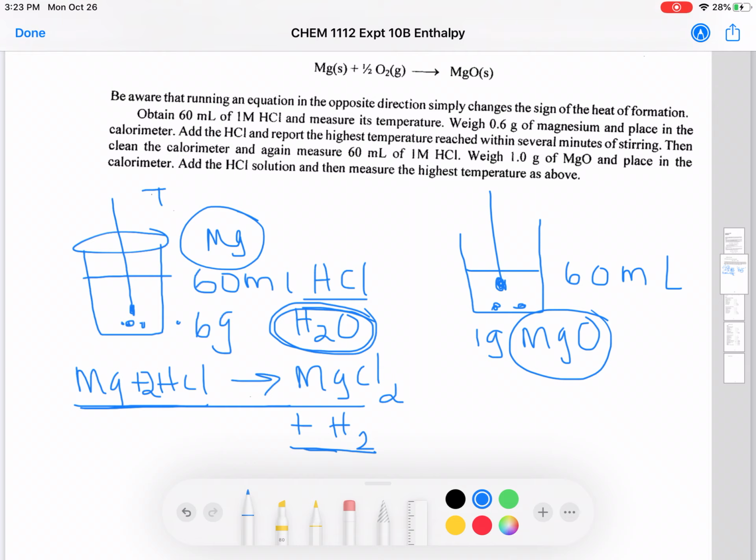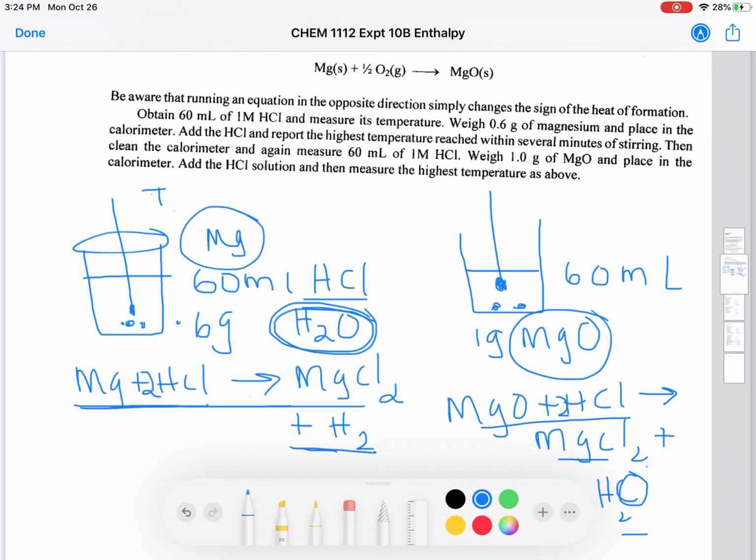Why does the temperature increase? Again, because when magnesium oxide reacts with hydrochloric acid, it produces magnesium chloride and water, H2O, from 2HCl. When this reaction takes place, it releases heat, and this heat is absorbed by the water. This is HCl, but it's mainly water. So the water absorbs the heat, and you will see a temperature increase. So you measure the temperature.